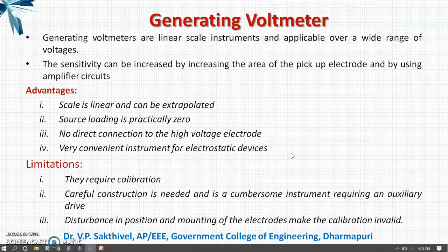Finally, we discuss the advantages and disadvantages. Advantages of the generating voltmeter are that there is no source loading by the meter, there is no direct connection to the source, and the scale is linear. Drawbacks of this arrangement are that it requires calibration, careful construction is needed, and disturbance in the position and mounting of the electrodes may also affect the calibration.